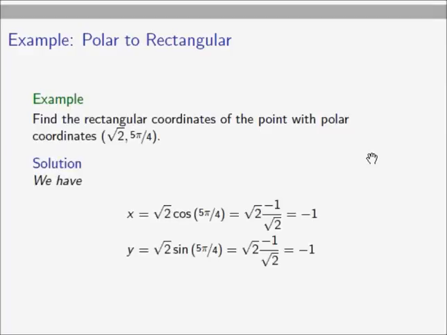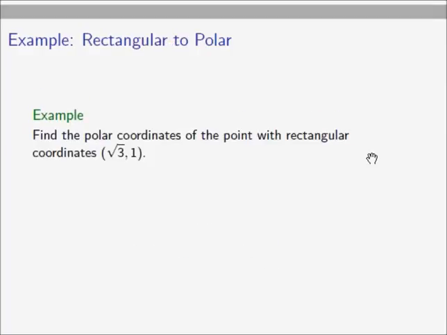Now let's do the second example, which is the other way around. Find the polar coordinates of the point with the rectangular coordinates root 3 and 1. The first thing is that what do we have? We have the rectangular coordinates. What do we need to find? Polar coordinates. The rectangular coordinates would be an x and a y. So we have an x that is root 3 and y that is 1.